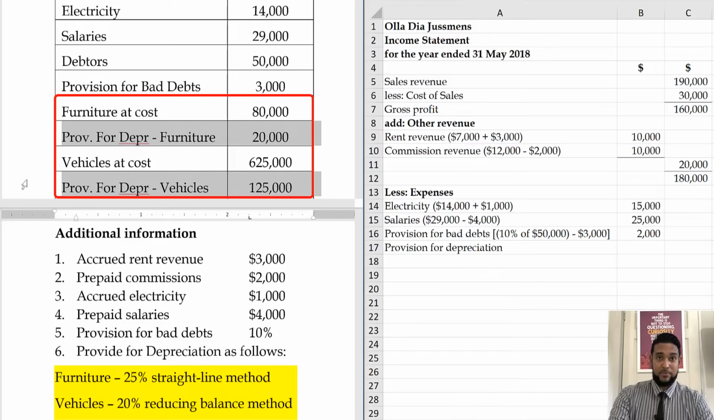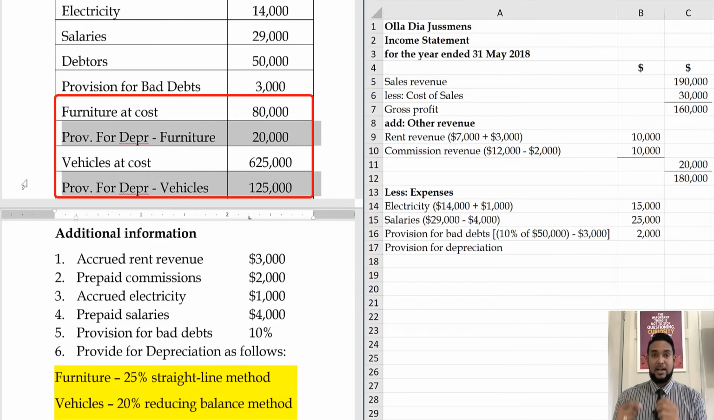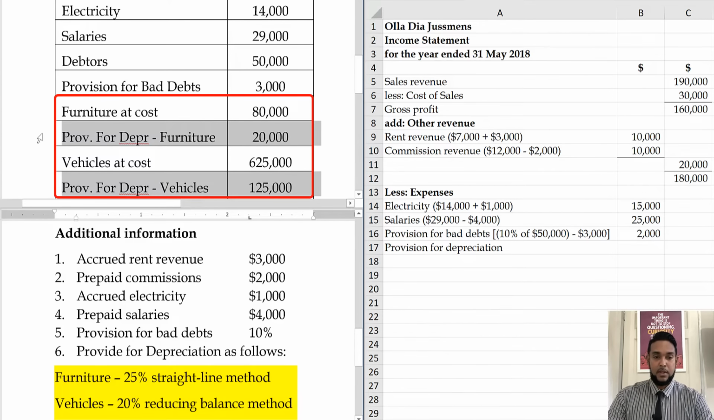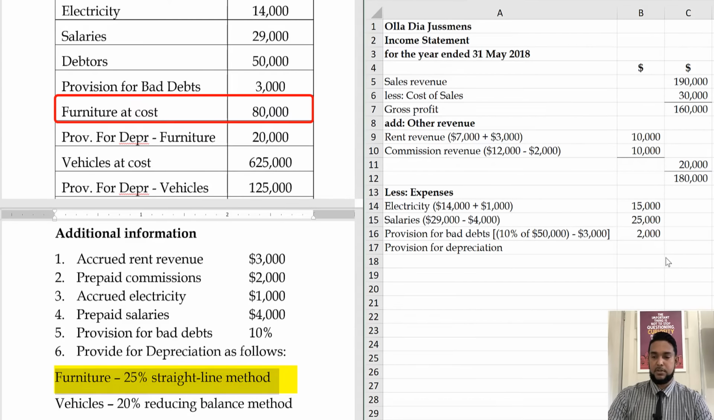No. That provision is all of the provision for depreciation previously charged and accumulated on the asset prior to the current period. What we need to do is calculate the current period's depreciation and put it in the income statement. So once again, these figures highlighted here are not the figures that will go in the income statement. Those are the previously charged depreciation figures. So we have to go down here to the additional information section. It says furniture, 25% straight line method.